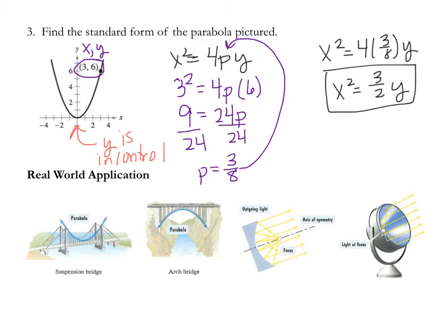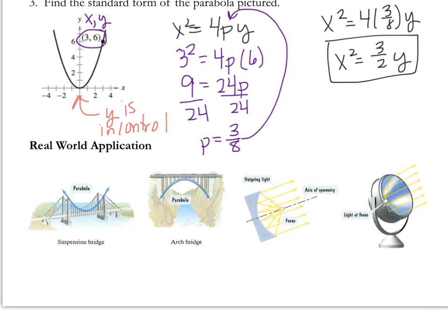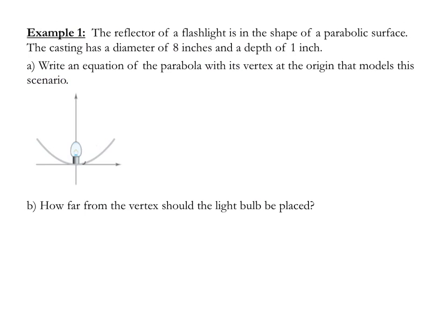And then the other really big spot that you'll see parabolas is with lenses, both in a flashlight or a light of some sort. Also in a camera lens. Also, you could see it with a satellite dish. Those have a parabolic curve on the inside of them. So we'll look at a couple of examples on the next page.